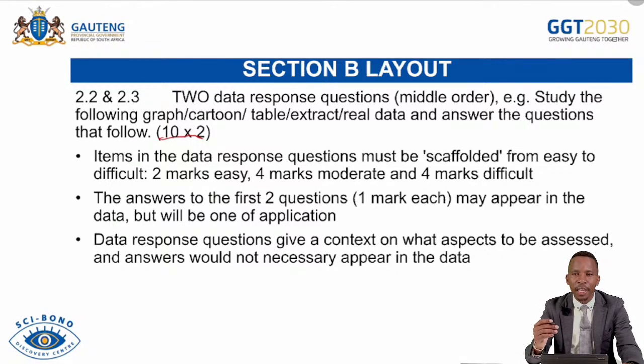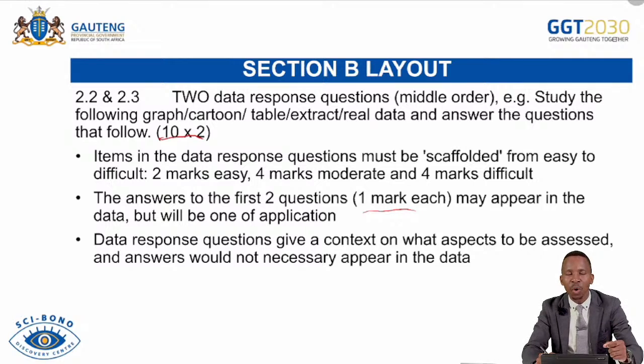2.2.3, and then 2.3.3. That's when you define the concept or describe the concept. Then from there, you start to apply a little bit again. The answers to the first two questions, which is 1 mark, may appear in the given data. And then data response questions give a context on one aspect to be assessed, and answers would not necessarily appear in the data. So when we are giving data response, always avoid simply trying to answer using the data response. Picking paragraphs and then writing them down, you will be wrong.